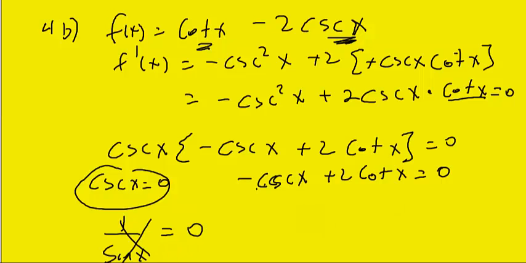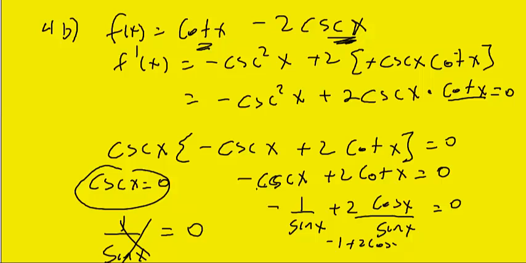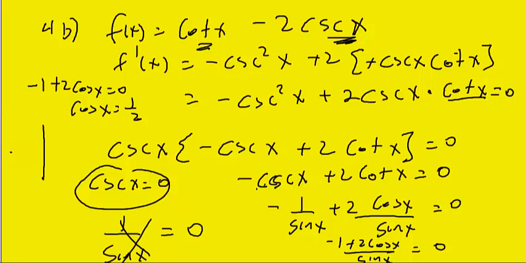In this one, you might want to simplify a little bit. This is negative 1 over sine of x plus 2 times cosine x over sine of x is equal to 0. They have the same denominators, so negative 1 plus 2 cosine of x over sine of x is equal to 0. When is this fraction ever equal to 0? When the top is 0. So we set the top, negative 1 plus 2 cosine of x, equal to 0, and you get cosine of x is equal to 1 over 2. Where on the unit circle is cosine of x equal to positive 1 over 2?